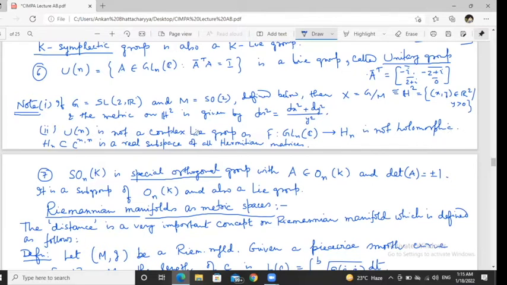Remember that U(n) is not a complex Lie group. Okay, it is actually a real subspace of all Hermitian matrices. So it is not a complex Lie group.